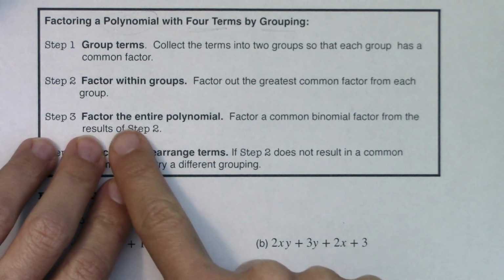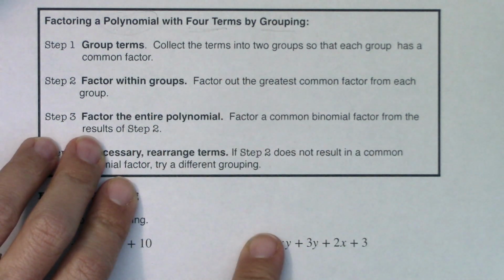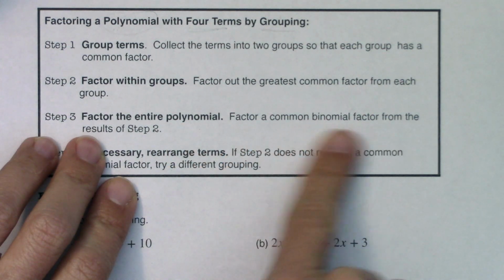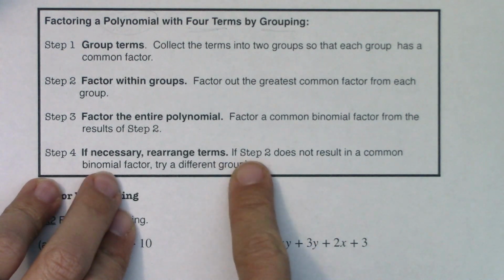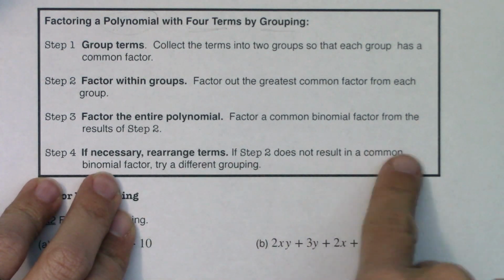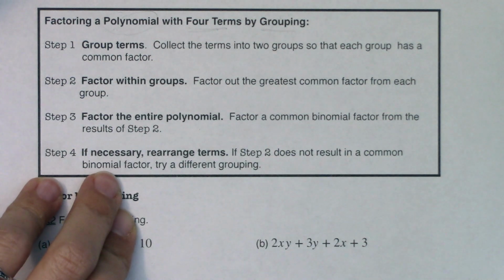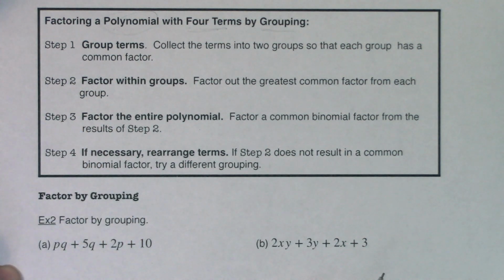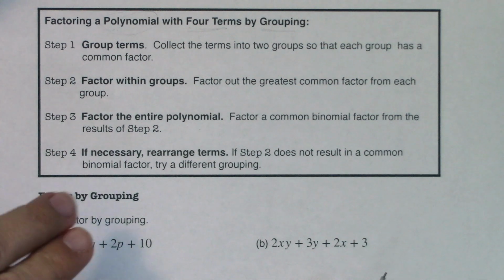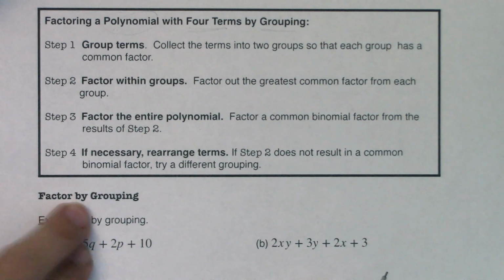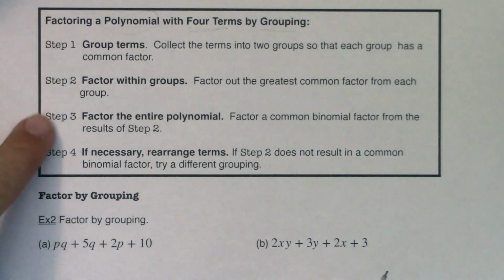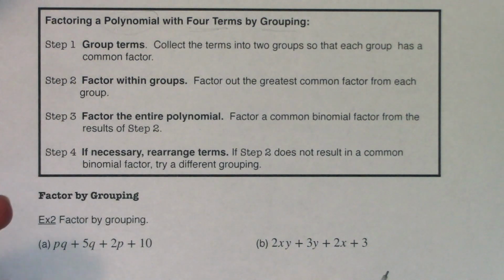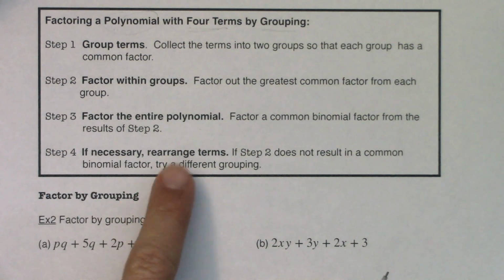All right, and then once we factor out the GCF, we're going to factor out that common binomial factor from step 2. I'm going to show you that. And then if step 2 didn't result in a common binomial factor, we'll try a different grouping. So I'm going to do example 2a in 2 different ways that work, and then in 1 way that doesn't work, because I want you to see that there's a couple ways to do steps 1 through 3 in this particular problem, not necessarily every problem. And then I want you to see what it looks like when it doesn't work, because that's also important.